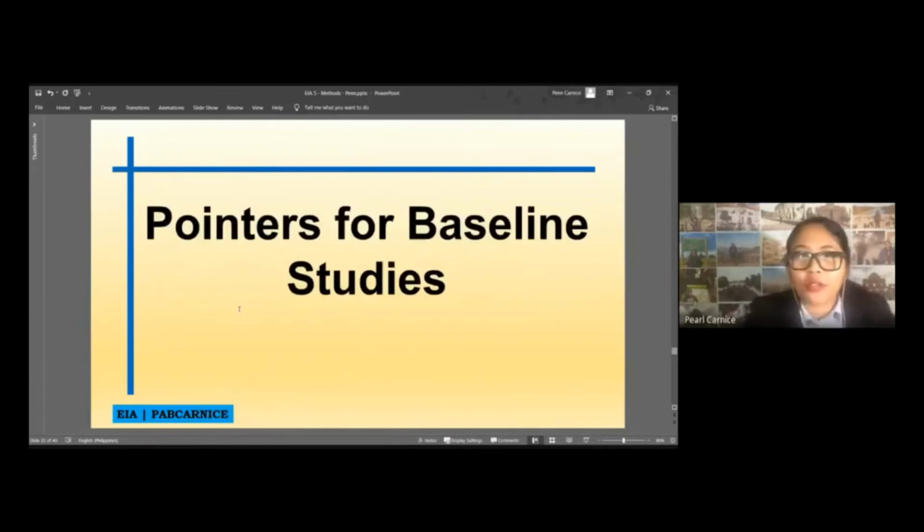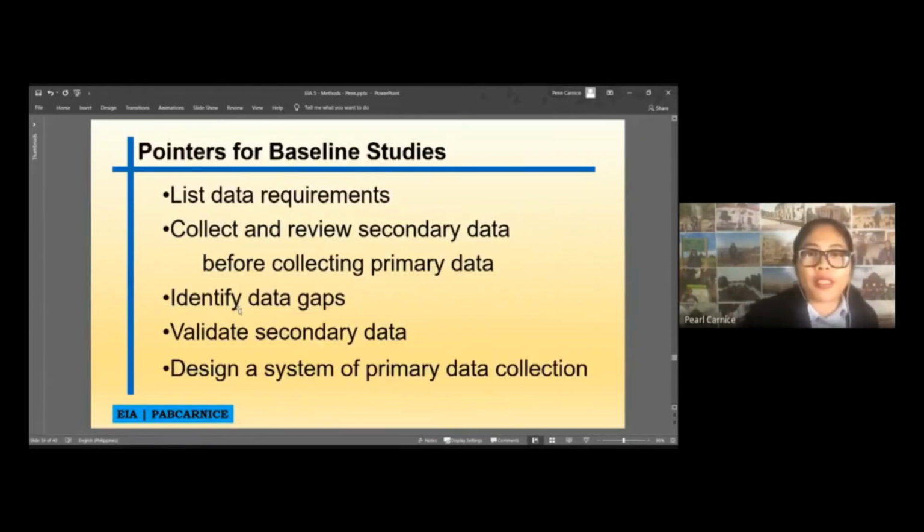All right, let's go now to the pointers for baseline studies. Of course, the list of data requirements, the requirements that you will be needing. Of course, collect and review secondary data before collecting primary data, so there will be no overlapping of work, and for you not to waste your time collecting the primary data if you already have the secondary data. Of course, identify the data gaps for you to know what data you need to acquire for your baseline studies.